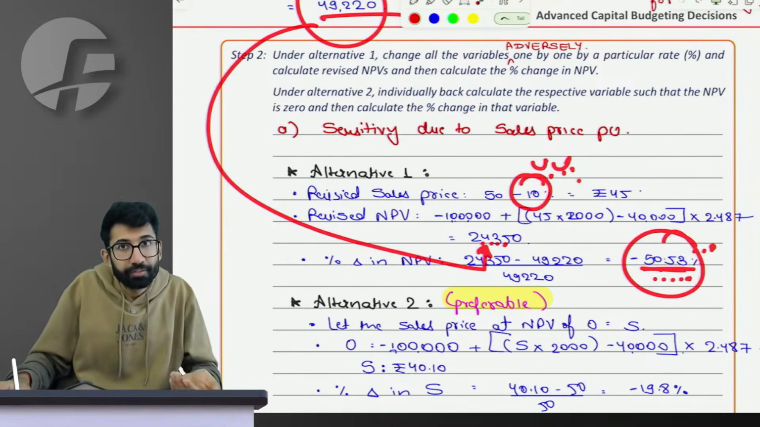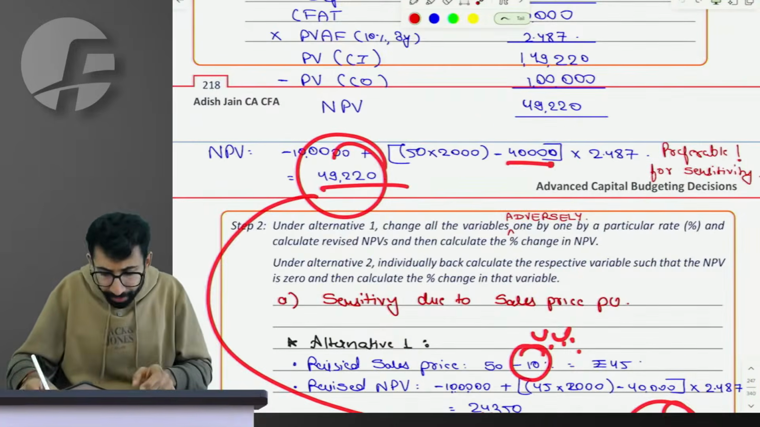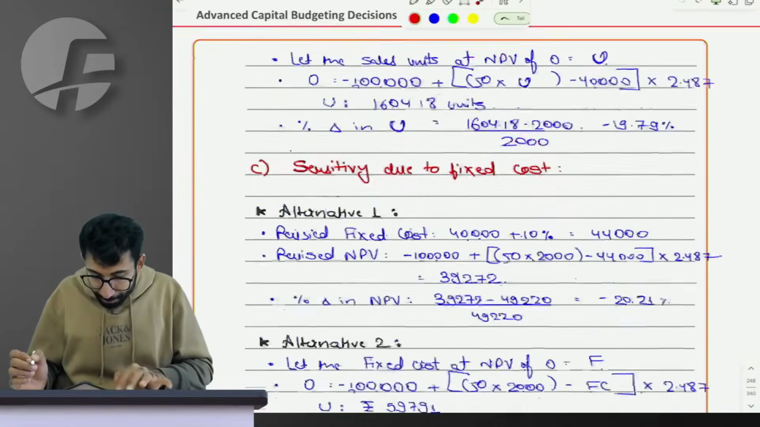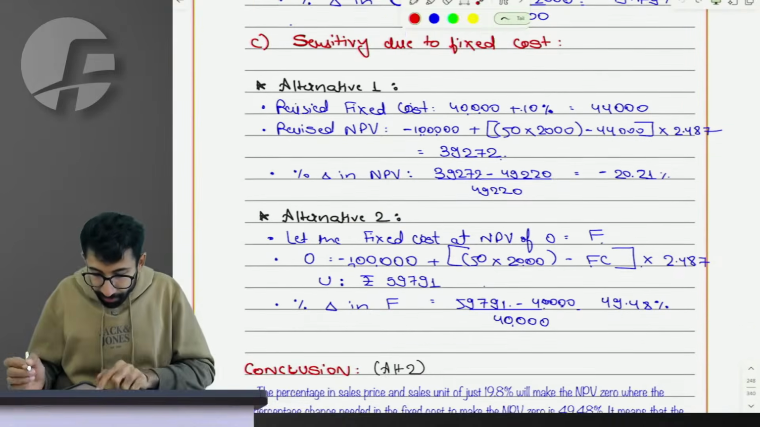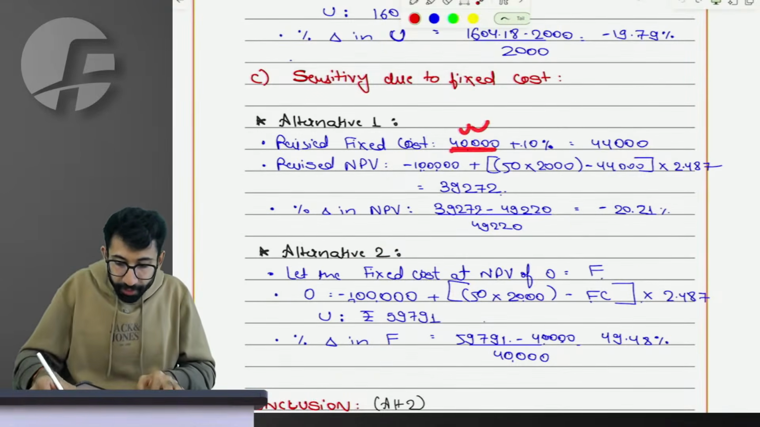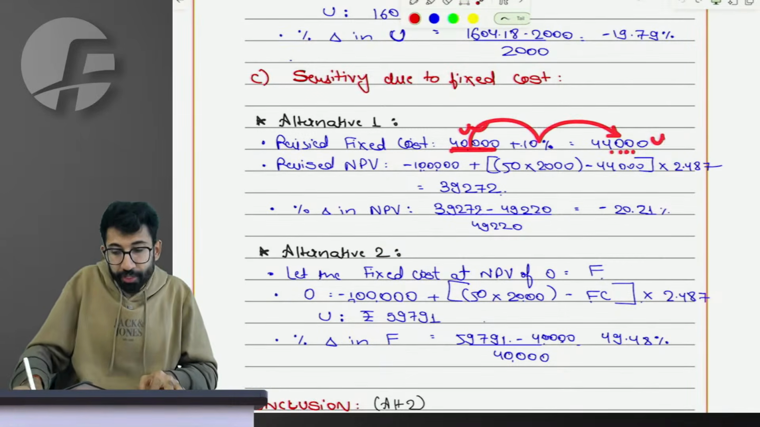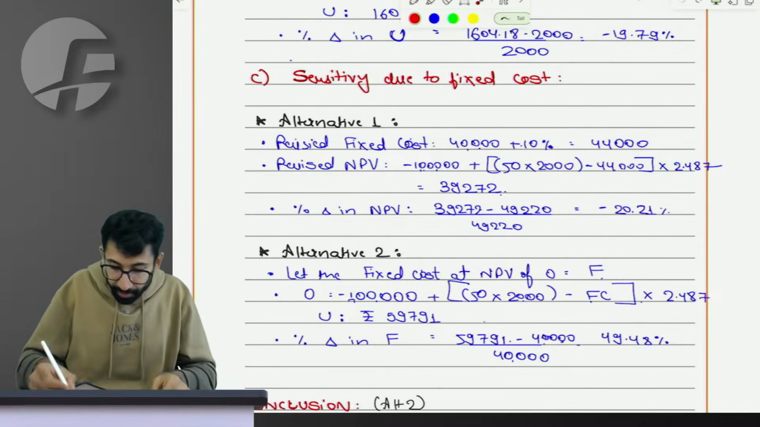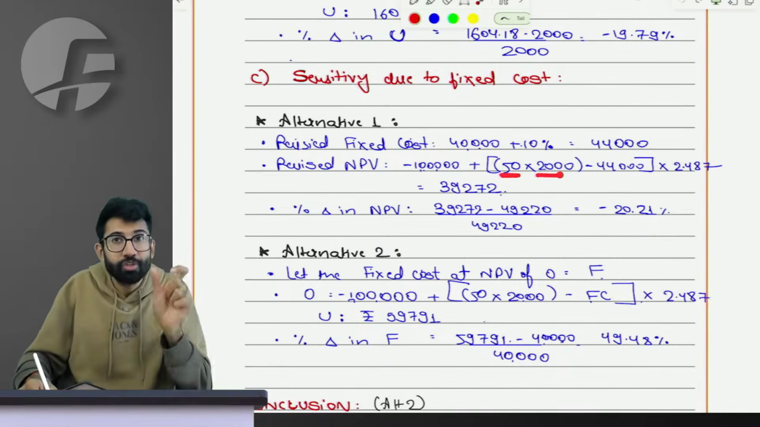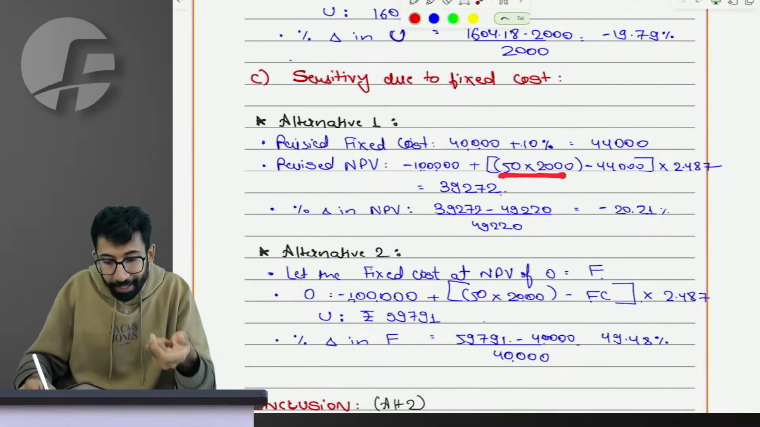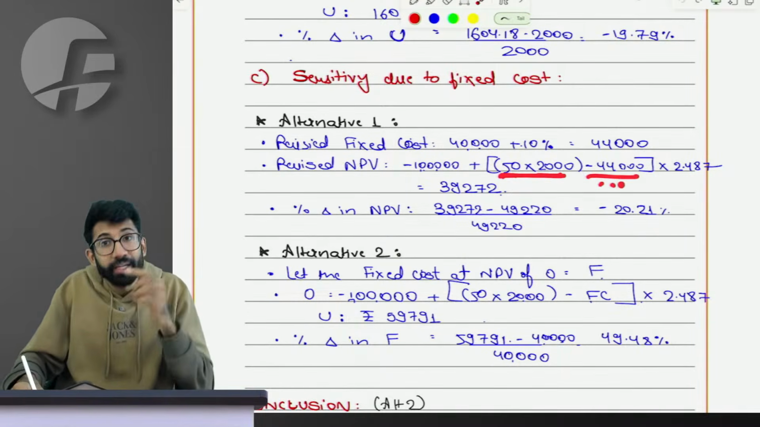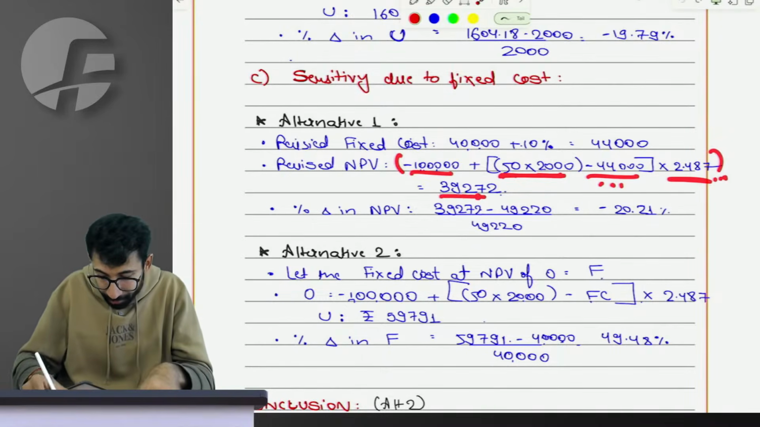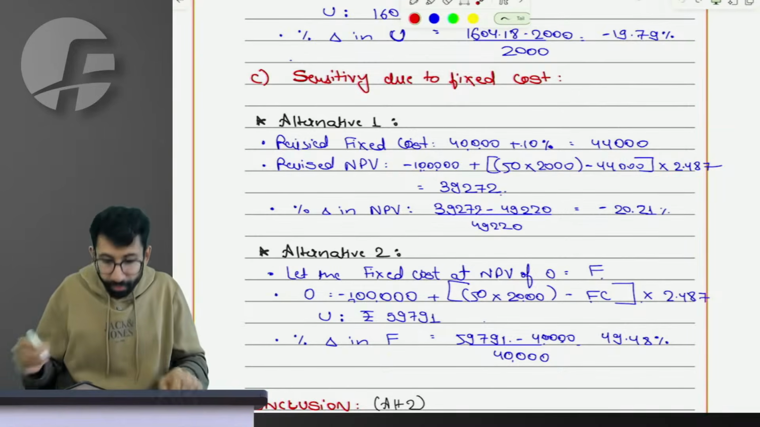It is sensitive. Let's check it for another factor. Let's say it is fixed cost. Let's do it for fixed cost. Fixed cost, which is 40,000, with a 10% adverse change becomes 44,000. Increase, adverse is increase, yes. So the initial original sales price of 50 multiplied with the original quantity, minus the increased fixed cost multiplied by the annuity factor, minus my initial cost gives me an NPV of 39,272.